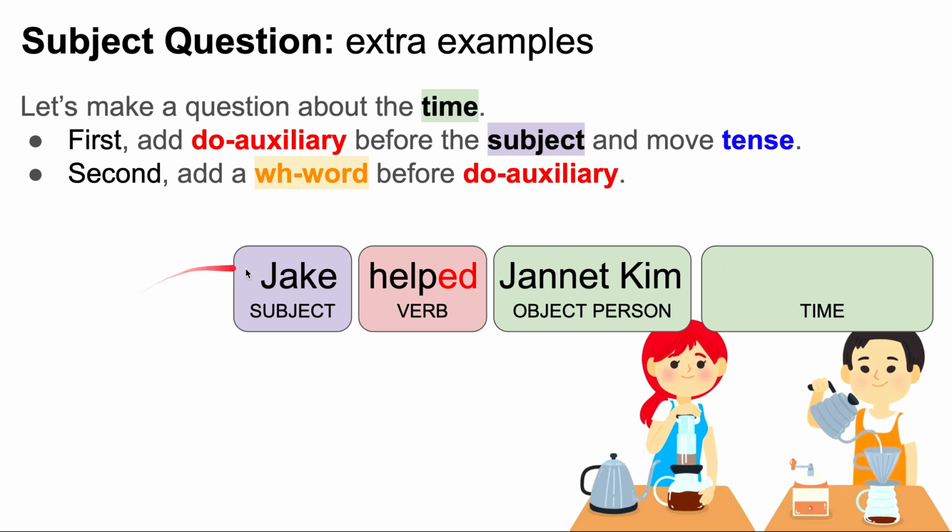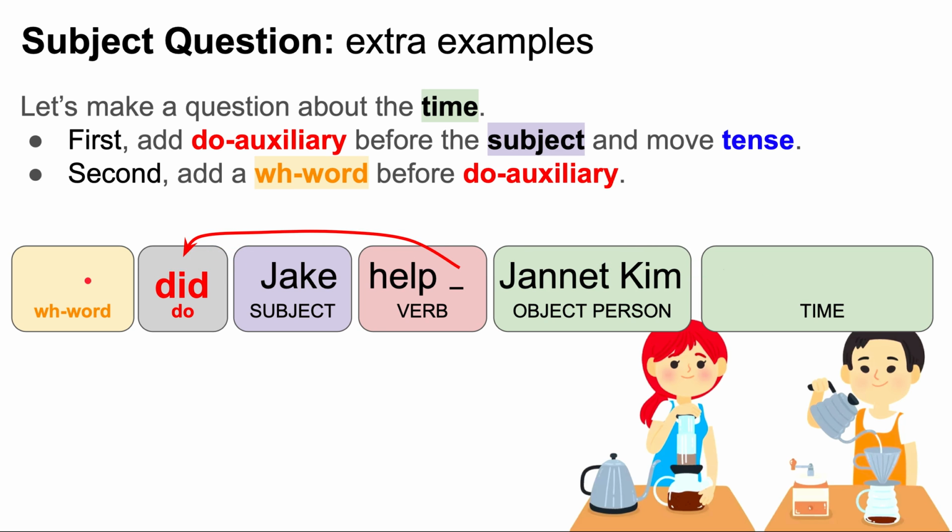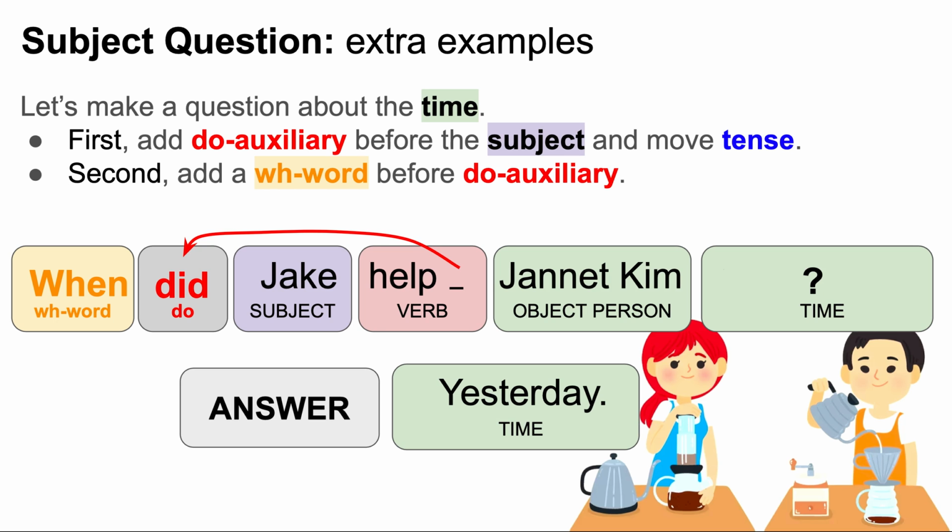Alright, so Jake helped Janet Kim, but I don't know the time. So once again, I add the do auxiliary. And remember that when I add the do auxiliary, the ed will be absorbed by do. So Jake helped Janet Kim. Add do. Did Jake help Janet Kim? And do becomes did. Now, because I want to know the time, I need a WH word for time. The WH word for time is when. When did Jake help Janet Kim? Yesterday.